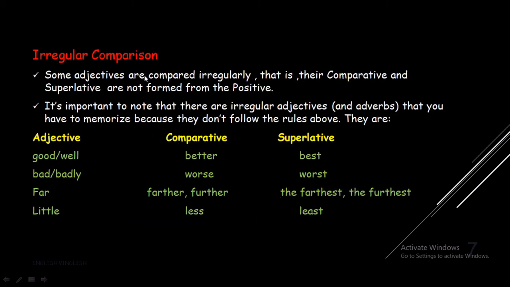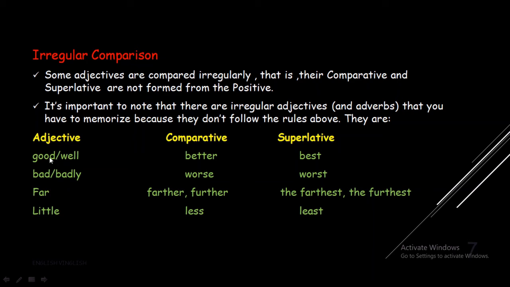Now, irregular comparison. Some adjectives are compared irregularly. That is, their comparative and superlative are not formed from the positive form. And it's important to memorize the comparative and superlative as they are, because we have to follow the rules.